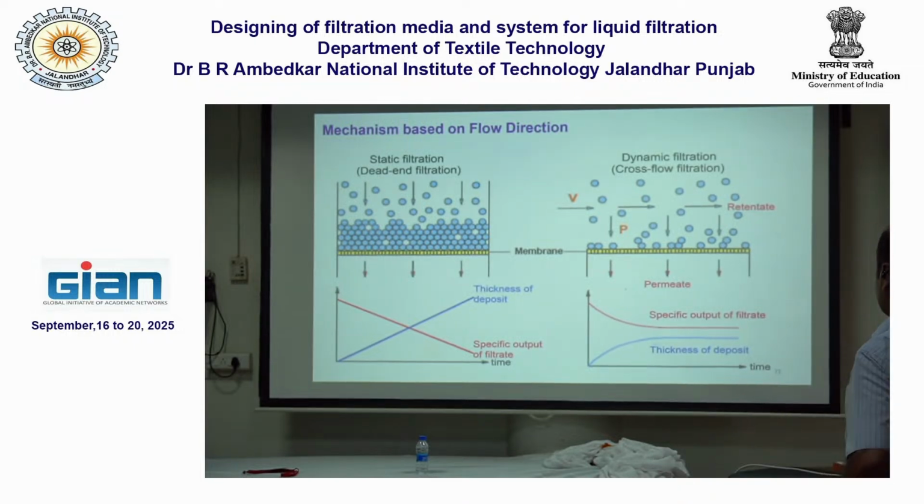Another filtration is the cross flow filtration, or this can also be termed as tangential filtration, because it is moving in the plane of the fabric. If you see, the fluid is flowing in the plane of the fabric. So this is the membrane I am showing, and permeate is coming, because it is arresting the solid particles. The solid particle size will be very small, so it is arresting the solid particles, and it is allowing the water to permeate through the membrane.